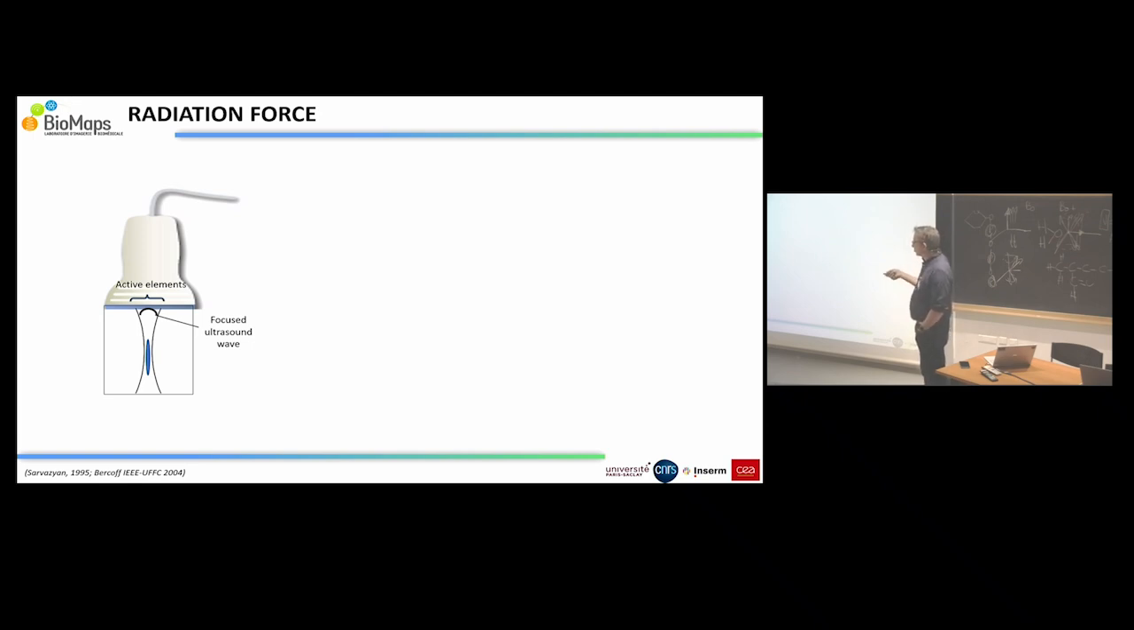And what is radiation force? When you take an array of transducers, you will program a focusing law in order to focus your ultrasound along one line. We do that to build an image. It's very easy. To build an image, you do that during 1 or 2 microseconds in order to listen to echoes.